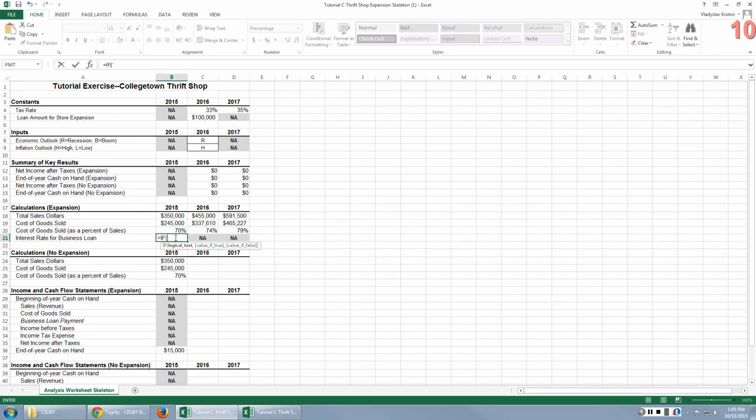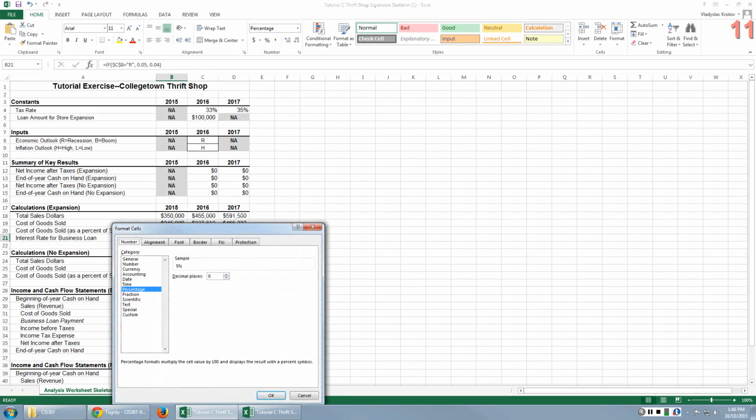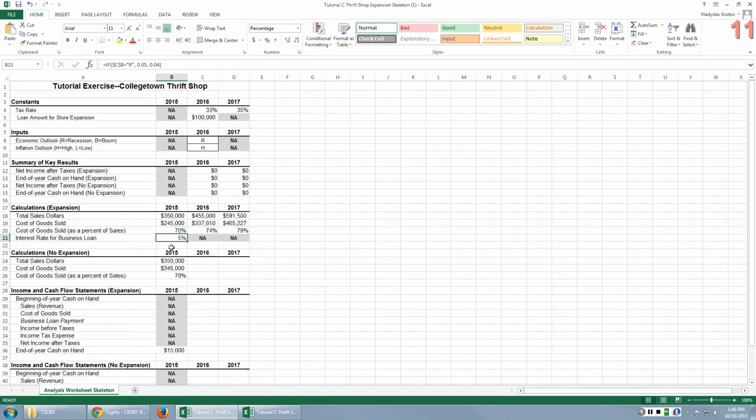If this particular cell equals R, meaning recession continues, again, don't forget to make it constant. Well, actually, here you're not going to drag it, so it doesn't matter. Then the rate will be 5%. Otherwise, it will be 4%. Now, note that you enter it as decimal numbers automatically, because this cell is formatted as percentage. Right? Automatically, it's being displayed as a percent. Okay, so you're done with this section.